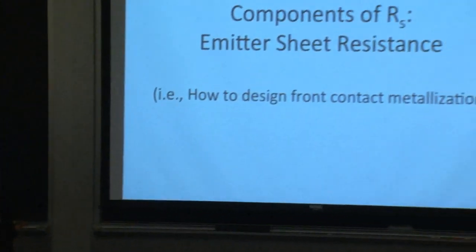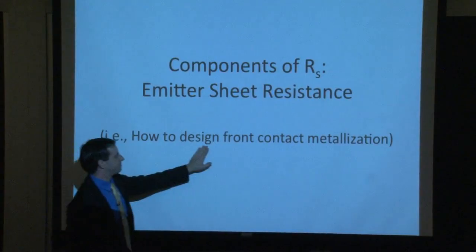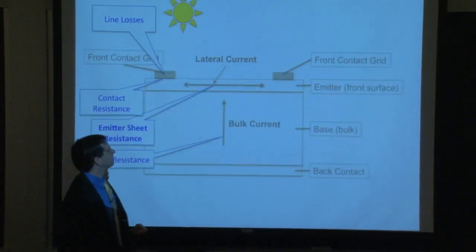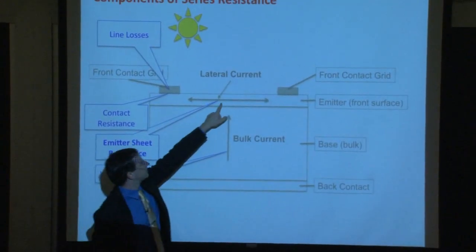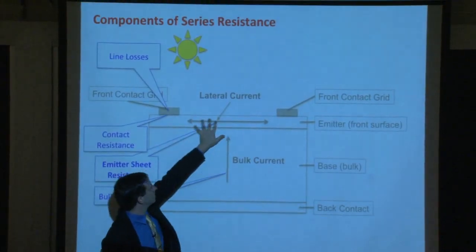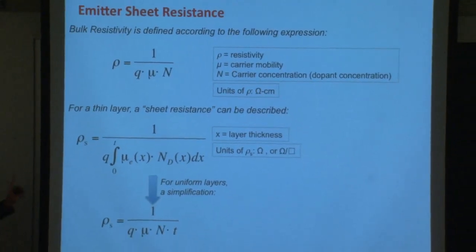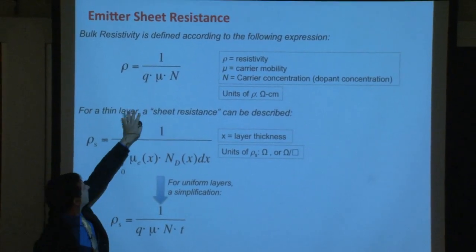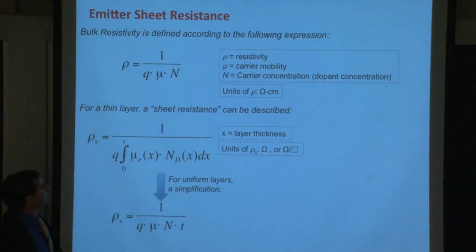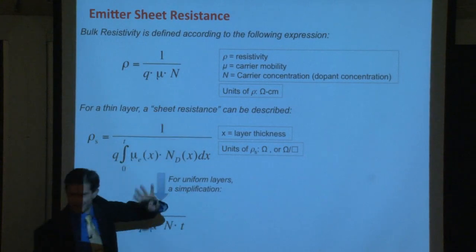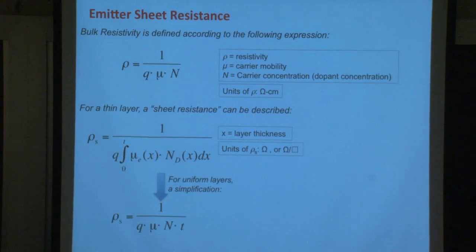All right, so the emitter sheet resistance. In other words, how to design front contact metallization. Emitter sheet resistance refers to the resistance of lateral current that the carriers will experience as they move laterally to reach the front contacts. And again, we go back to this fundamental material parameter, where we have resistivity as a function of mobility and total dopant concentration. Sorry, for some reason I used a big N here and a little n on the previous slide, but it's the same thing. It's carrier density. So again, our resistivity is a function of carrier mobility and carrier concentration, how easy it is for the carriers to move and how many of them are there.